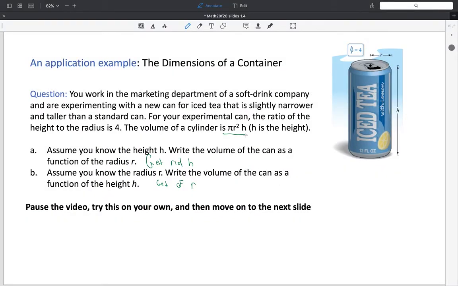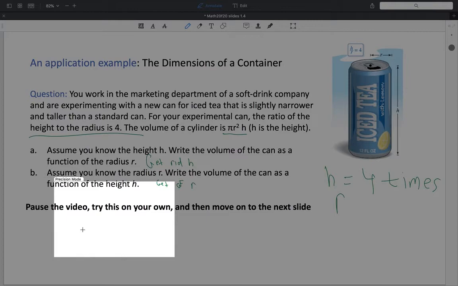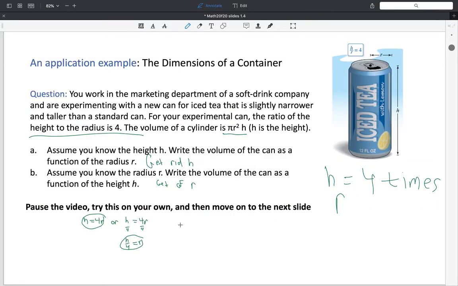Okay, so again, this is key right here. The ratio of the height to radius is 4. That means that the height is equal to 4 times r. As an equation, we have h is 4r, or if I divide each side by 4 to solve for r, I get h over 4 is equal to r. Remember, you need to get rid of h, so this tells us how to get rid of h, and this will tell you how to get rid of r.